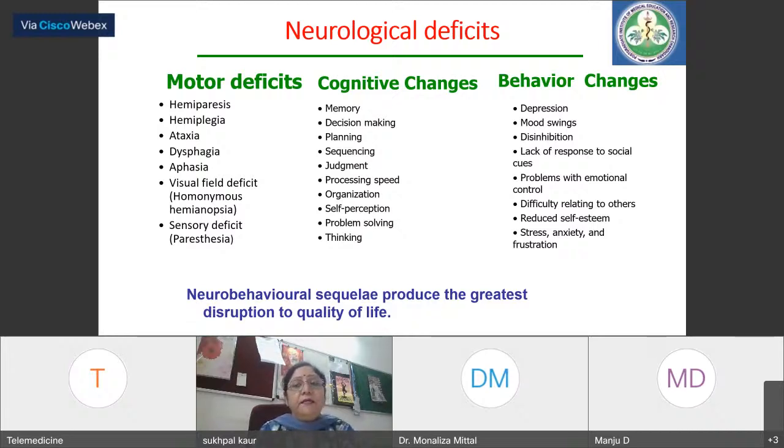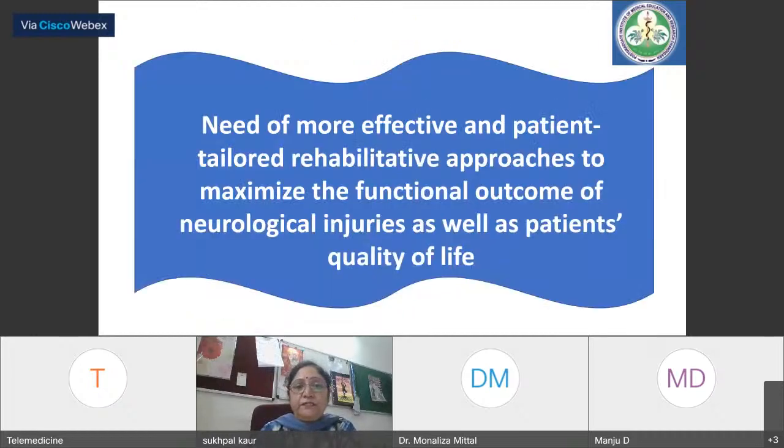problem solving, and even thinking. There are a number of behavioral changes, because the person is incapacitated to do things. There could be depression, mood swings, disinhibition, lack of response to social cues, problems with emotional control, difficulty relating to others, reduced self-esteem, and later on leading to stress, anxiety, and frustration. So all these neurobehavioral sequelae produce the greatest disruption in quality of life of the patients.